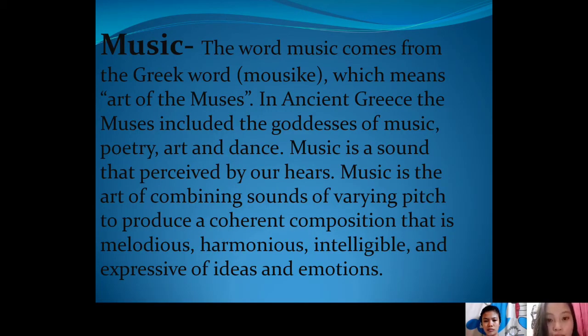Next one is music. The word music comes from the Greek word musike, which means art of the muses. In ancient Greece, the muses included the goddesses of music, poetry, art, and dance. Music is a sound that is perceived by our ears. Music is the art of combining sounds of varying pitch to produce a coherent composition that is melodious, harmonious, intelligible, and expressive of ideas and emotions.